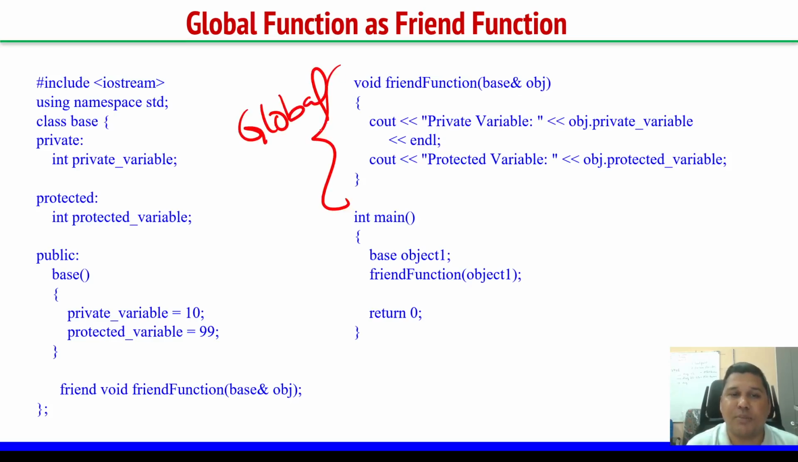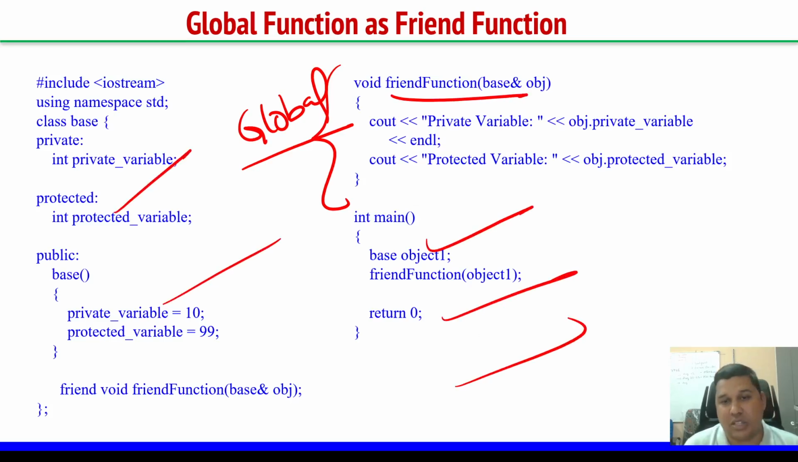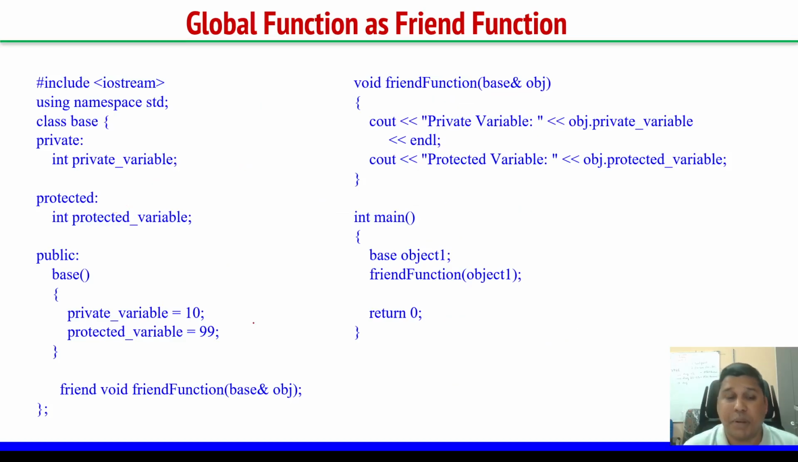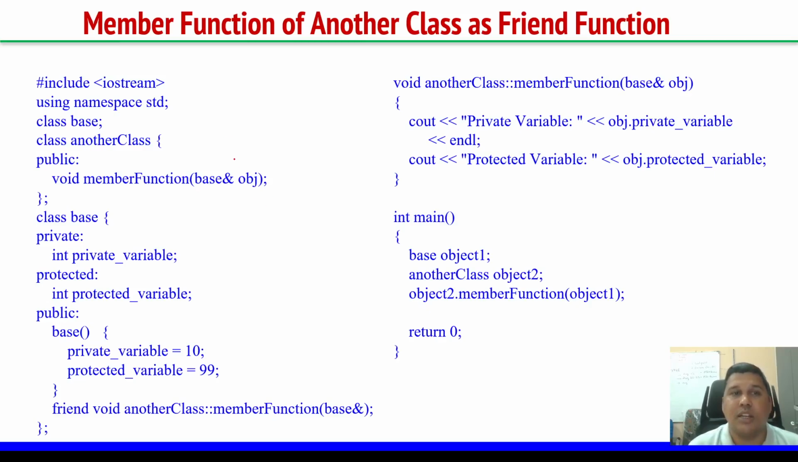It's a global function because this friend function can be called from main or from any other place also. But we are saying this is a friend function. This function is a friend function for this class base. Second case, member function of another class. Slowly I will take you through the code.